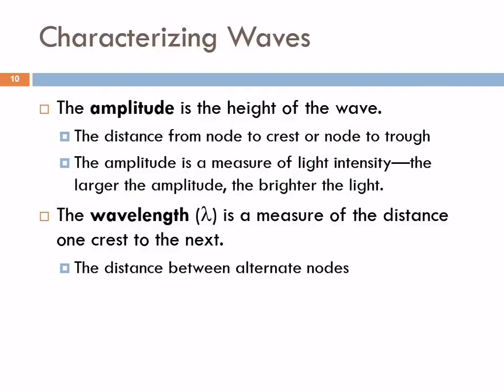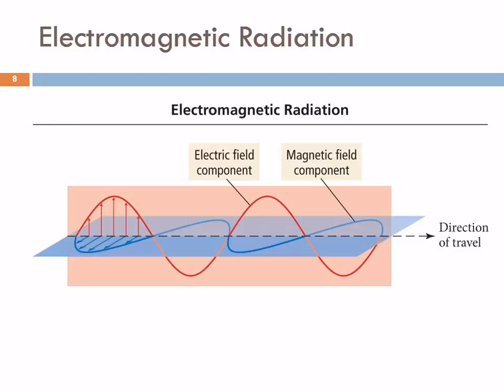So waves have characteristics. One of them is the amplitude. That's how tall the wave is. That's the distance from the node to the crest or the node to the trough. Let's go back to the picture for a minute. This would be the node. So we see this is oscillating around this line, above and below. So that would be a node, and this is a node, and that's a node. And so the amplitude is the distance in height here. How tall is the wave?